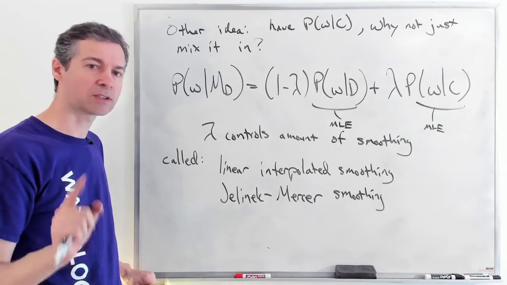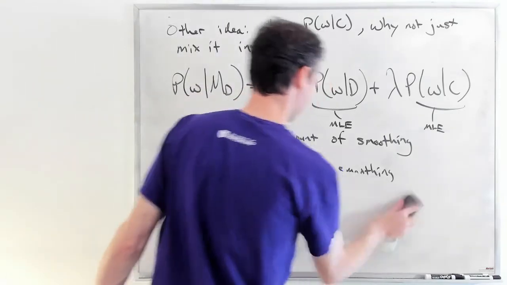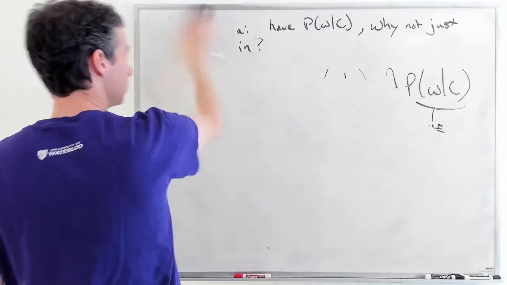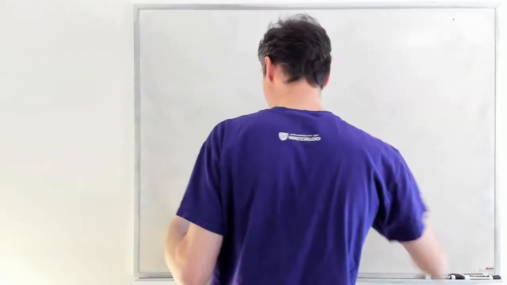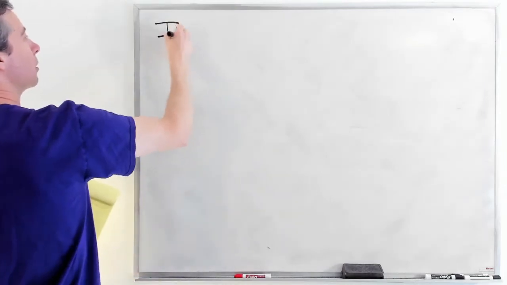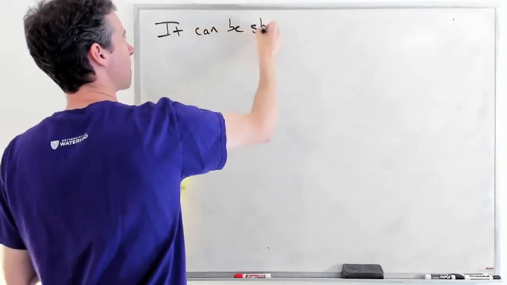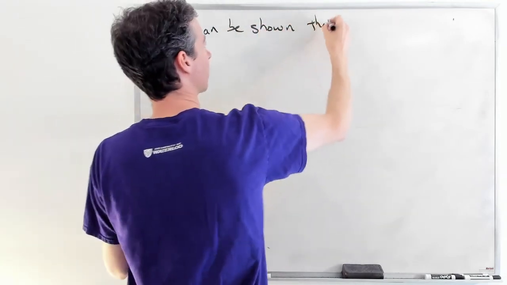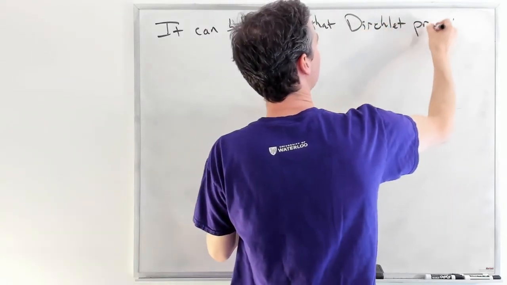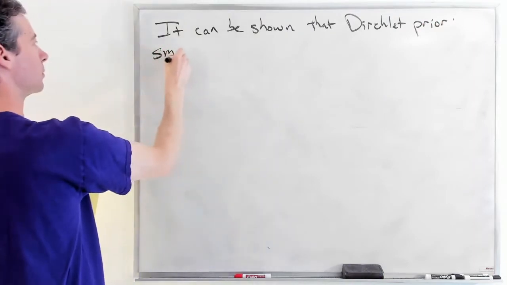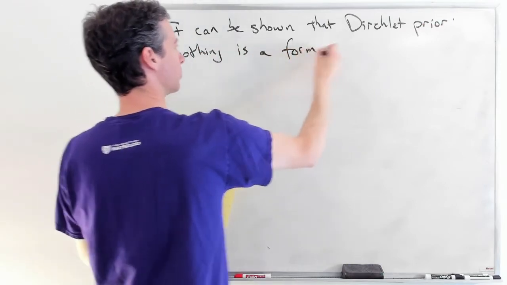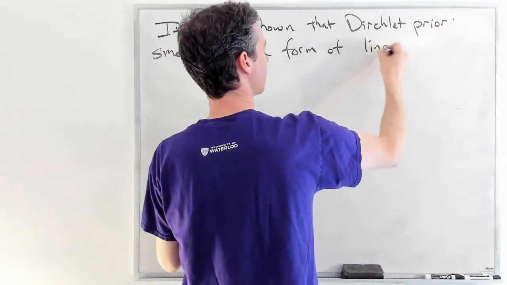But one of the things that's often unfortunately not known is that it can be shown that good old Dirichlet-Prior smoothing is a form of linear interpolated smoothing.